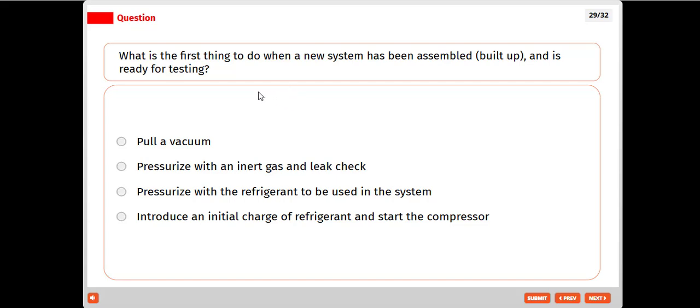What is the first thing to do when a new system has been assembled, built up, and it is ready for testing? Pull a vacuum. Options: pressurize with an inert gas, pressurize with the refrigerant to be used in the system, introduce an initial charge of refrigerant and start. We must pull a vacuum at first. How?